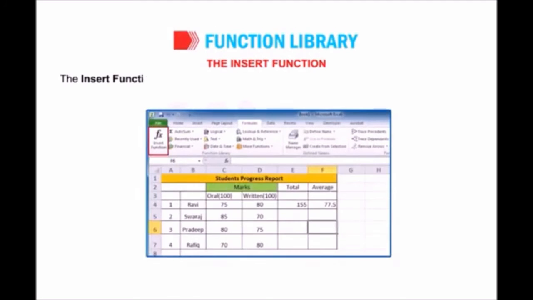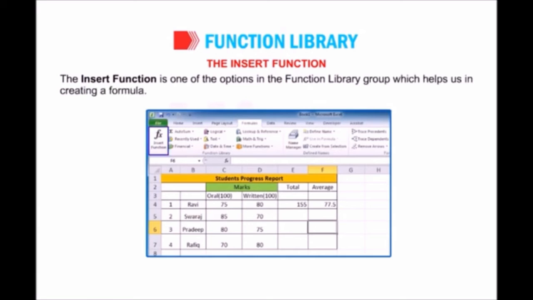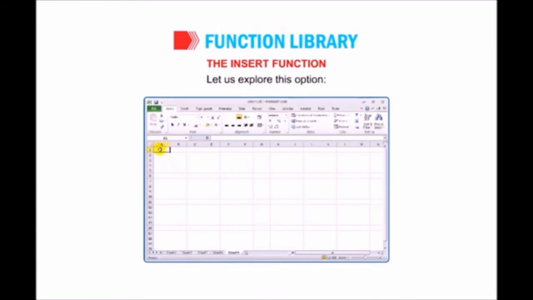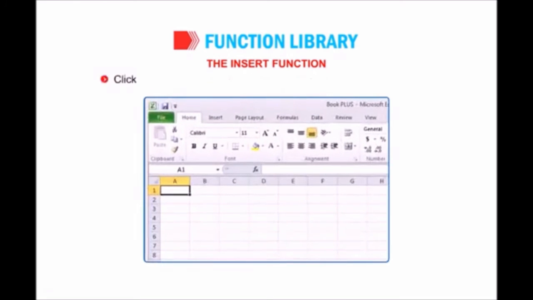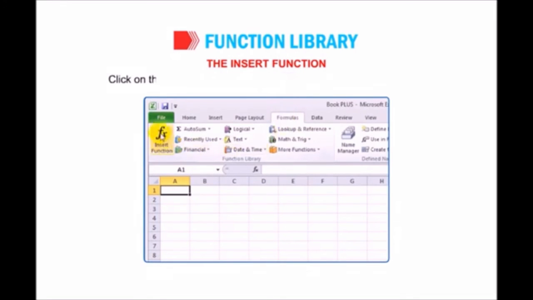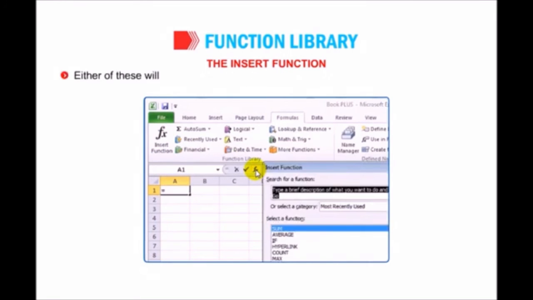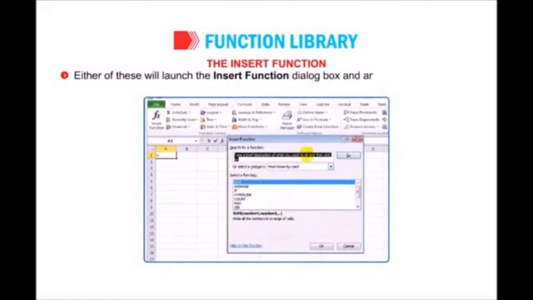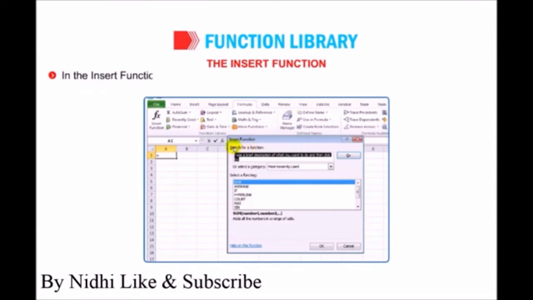The Insert Function. The Insert Function is one of the options in the Function Library group which helps us in creating a formula. Let us explore this option. Click on the cell in which you want to enter a formula. Click on the Insert Function button present on the Formulas tab, or on the formula bar. Either of these will launch the Insert Function dialog box and an equal to sign will be placed in the cell.